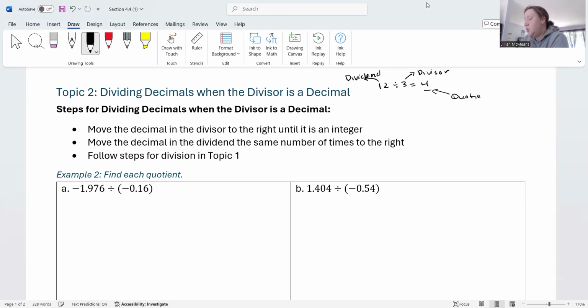Okay? So we know how to divide decimals when the divisor is an integer. We learned that in the previous video. But we don't know how to divide decimals when the divisor is a decimal. Okay, so we have to find a workaround for that.